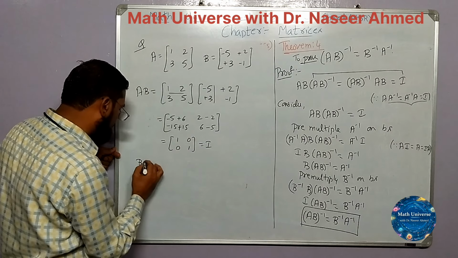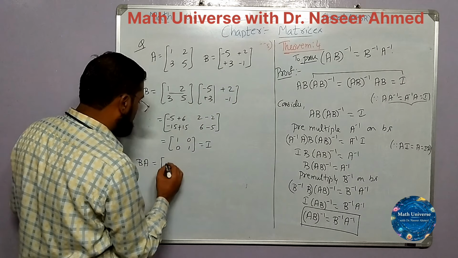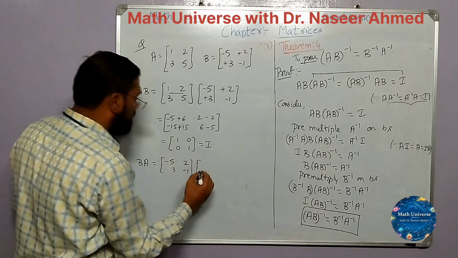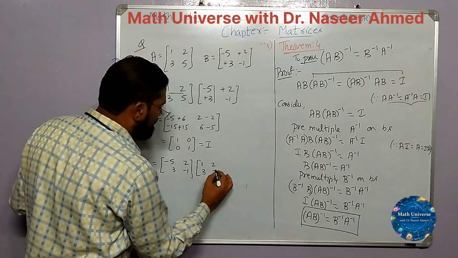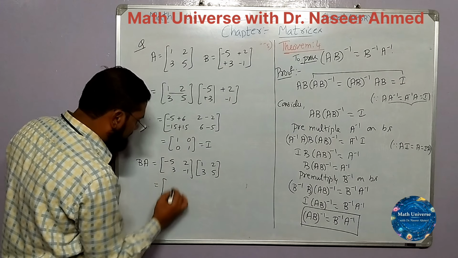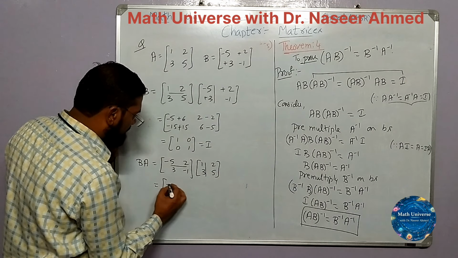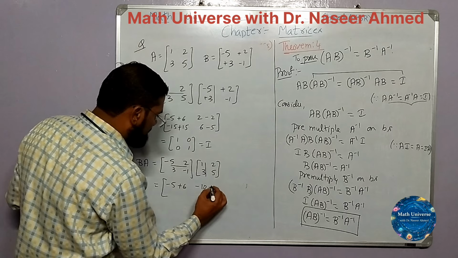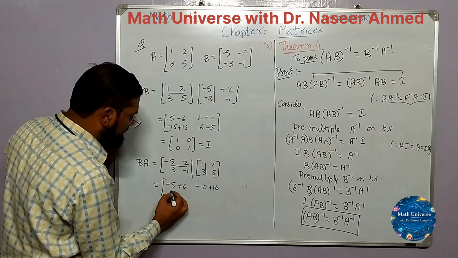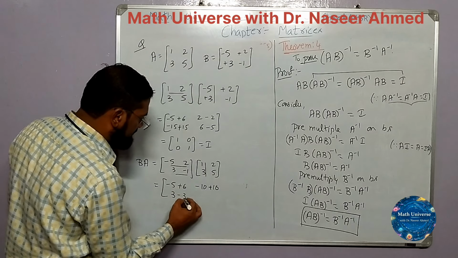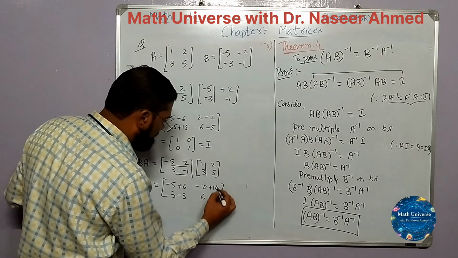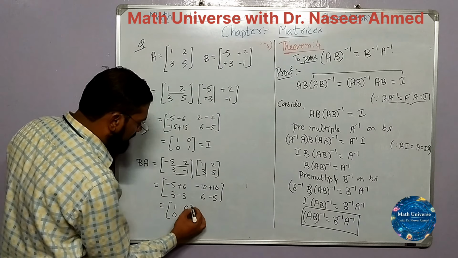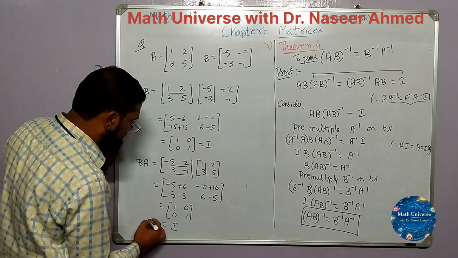Now let us also take B into A. What is B here? Minus 5, 2, 3, minus 1. And what is matrix A? 1, 2, 3, 5. Now let us multiply row versus column. I'll get minus 5 plus 6, then minus 5 twos are 10 plus 10, then 3 into 1 is 3, then minus 3, 6 minus 5. So we are going to have 1 0 0 1. Yes, again I have the identity matrix.